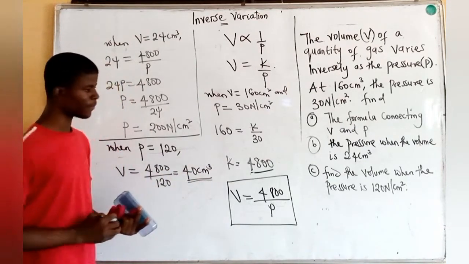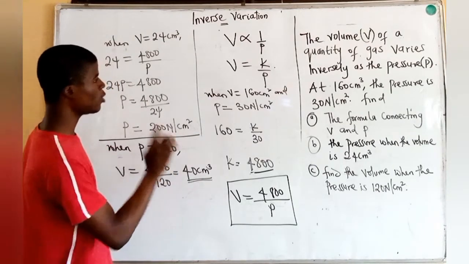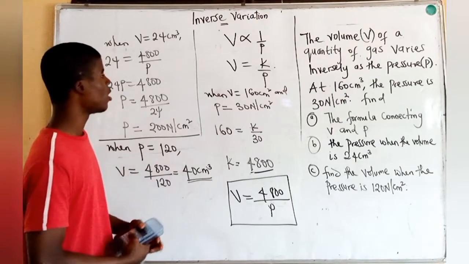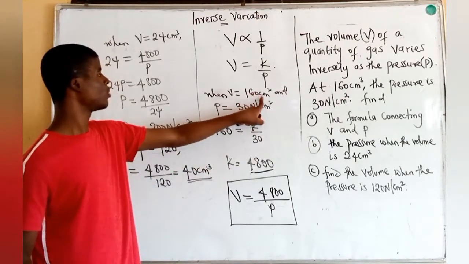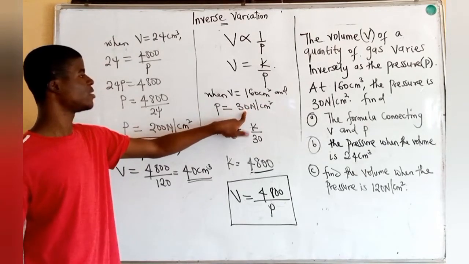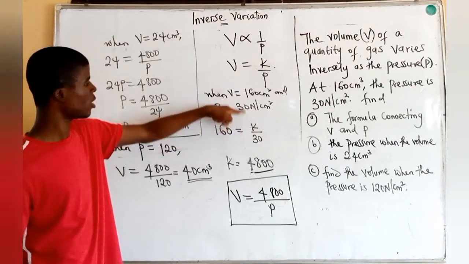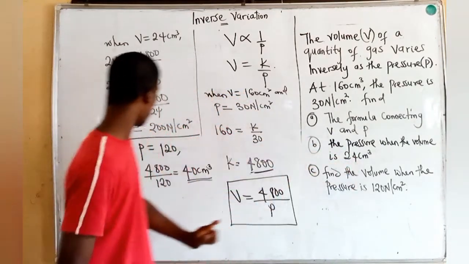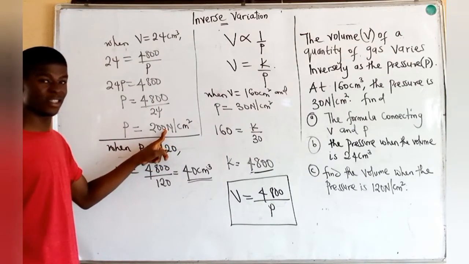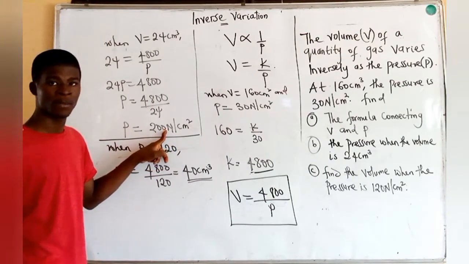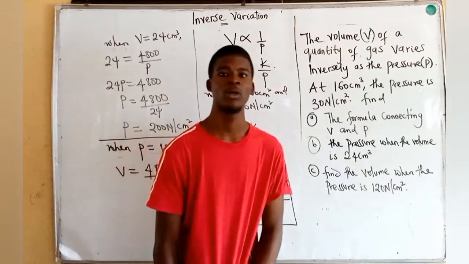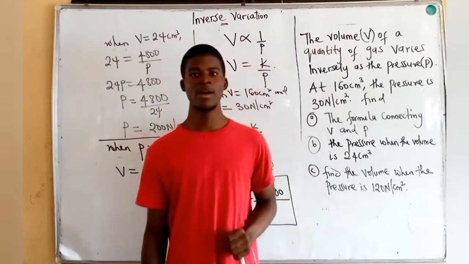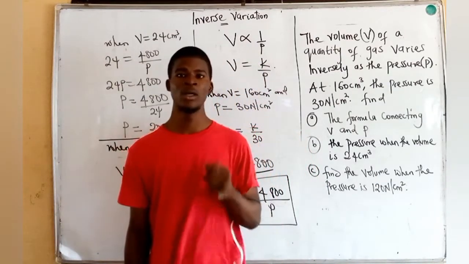Now let's survey. Initially, when the volume was 160 centimeter cube, the pressure was 30 Newton per centimeter square. Now when the volume dropped to 24 centimeter cube, what happened to the pressure? The pressure increased to 200 Newton per centimeter square. So you can see that the quantities we are considering vary inversely as each other. That is what inverse variation describes.